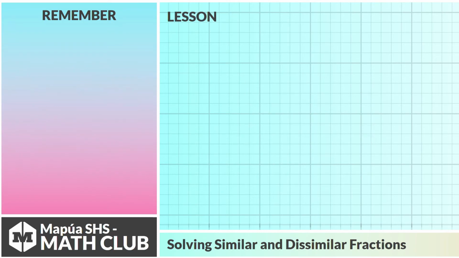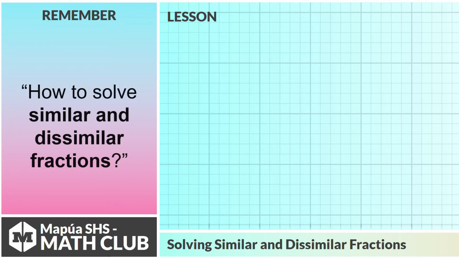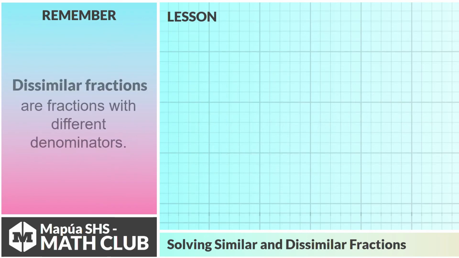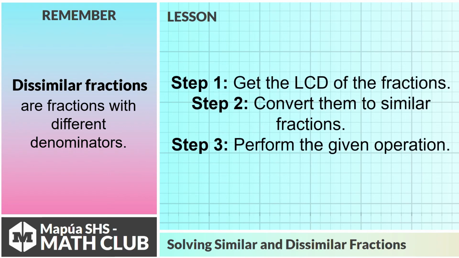Let us now go to dissimilar fractions. What are dissimilar fractions? Dissimilar fractions are fractions with different denominators. There are three steps in solving dissimilar fractions. Step 1 is to get the fraction's LCD, or the least common denominator. Step 2 is to convert them to similar fractions. And step 3 is to perform the given operation.